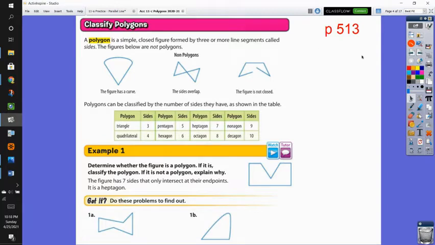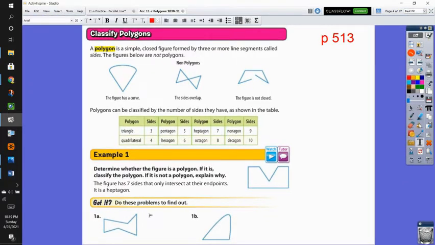In your book, this is addressed on page 513. They do the same discussion we just had there. What's a polygon, what's not, and how do you name them? So your questions here are, determine if this figure is a polygon, and if it is, what is it? Classify the polygon. And if it's not a polygon, say why. So this one is a polygon. It has all straight lines and a closed figure, and it has 1, 2, 3, 4, 5, 6, 7 sides, making it a heptagon. All right, so got it.